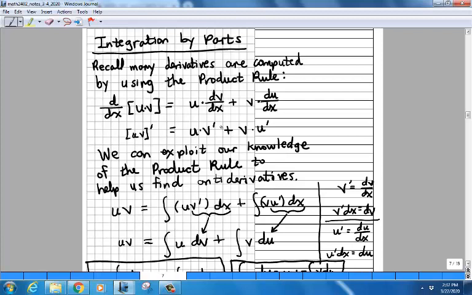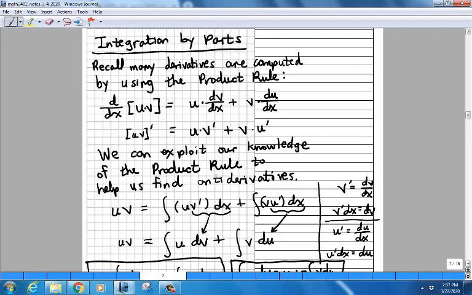Another example of this would be integration by substitution. So if you think about how integration by substitution works, integration by substitution is sort of the inverse of the chain rule for differentiation.